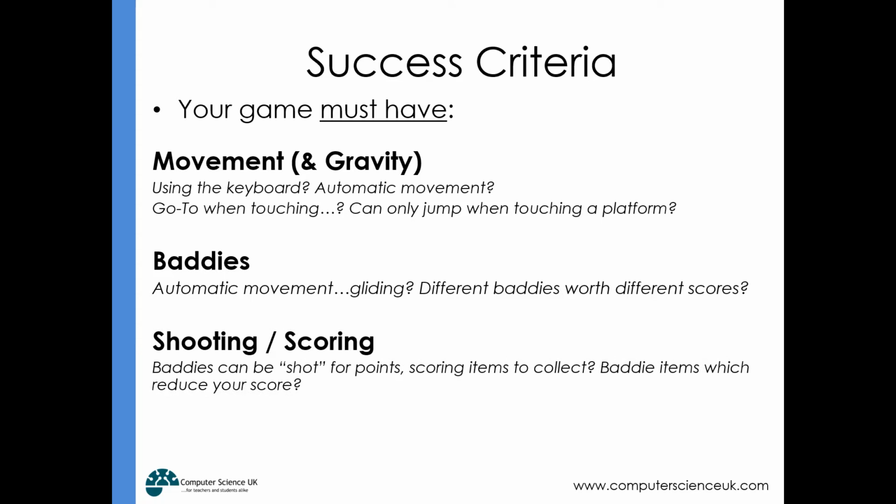Okay, so the main character's got to have a shooter programmed. It needs to be able to shoot baddies or objects. And we need to be able to have a scoring system so that if we hit those particular baddies, our score goes up by 1 or 2 or whatever you want. And it needs to have at least 2 levels. Okay, so we need to have progression from one level to the next.